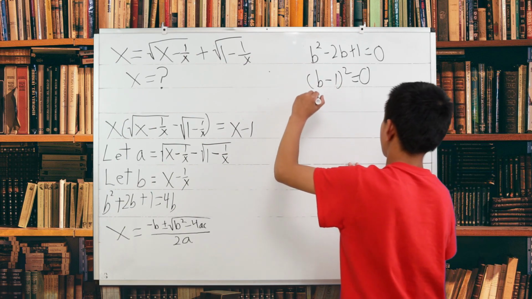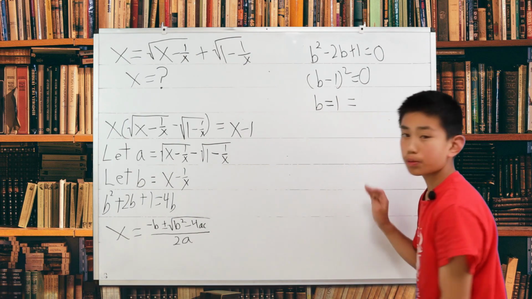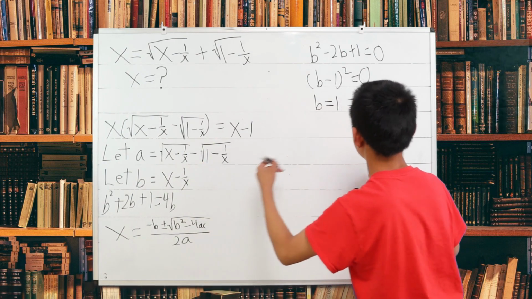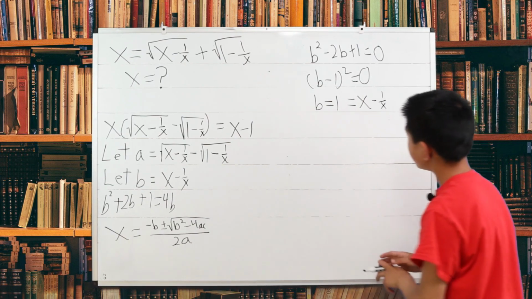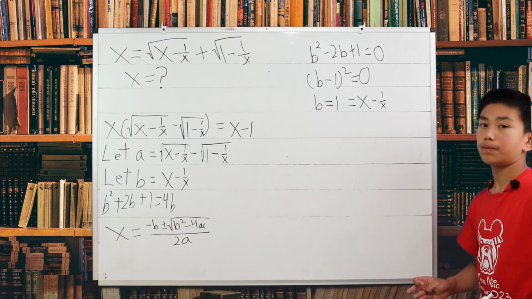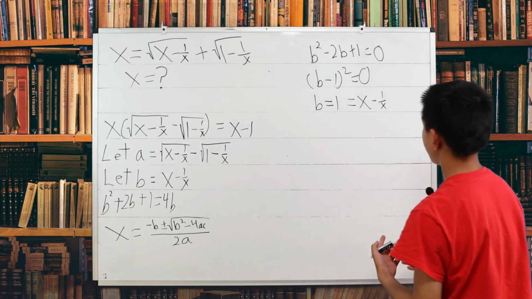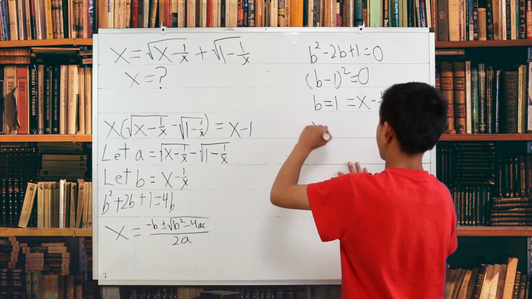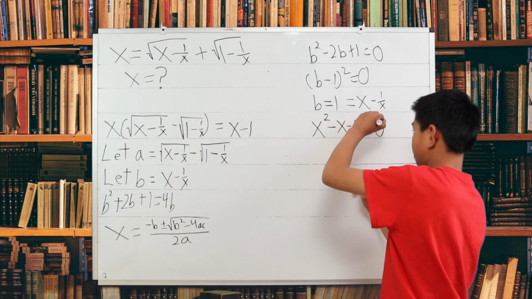And from this, we know that b is now equal to 1, which is also equal to, since we let b be equal to x minus 1 over x, x minus 1 over x. We see a problem here. There's an x on the bottom, but one way to get rid of it is by multiplying both sides by x. And once you do that, and once you solve it, your new equation is going to be x squared minus x minus 1 is equal to 0.